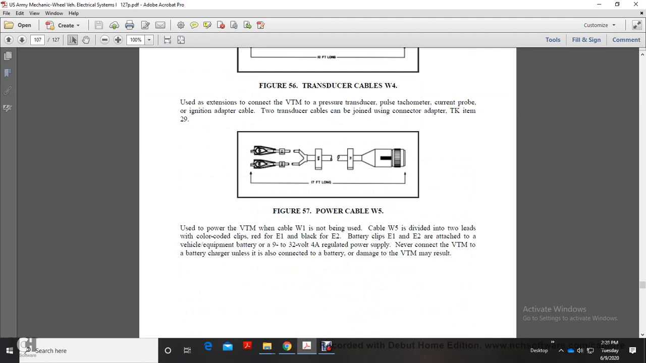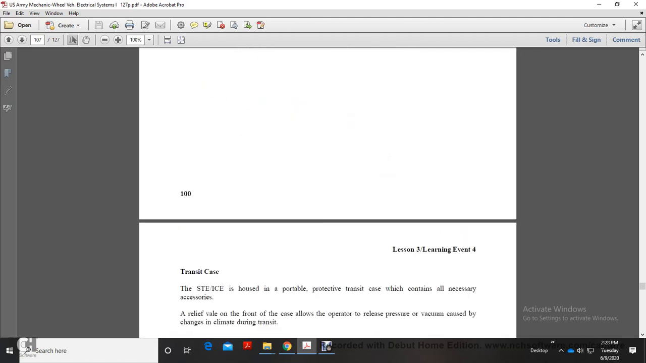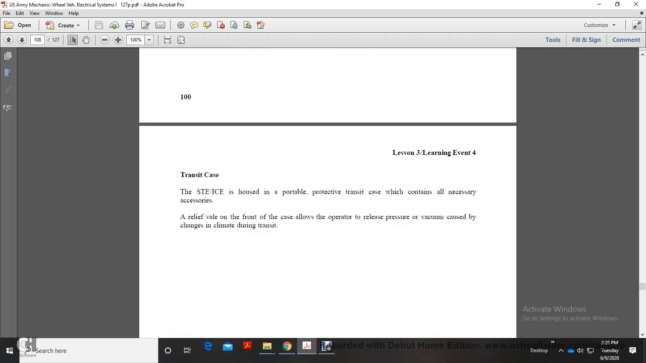Alright, figure 57, the power cable W5. The vehicle test meter with the cable W1 is not being tested. Cable W5 is divided in two color-coded leads, red E1 and black E2, battery cable clips. E1 and E2 attach to the vehicle equipment and battery with a 9 to 32 volt, 4A regulated power supply. Never connect the VTM to a battery charger unless connected to a battery; damage to the vehicle test meter may result. Now your transit case.